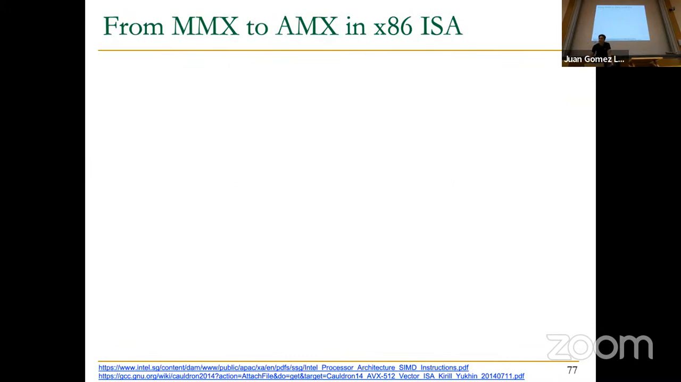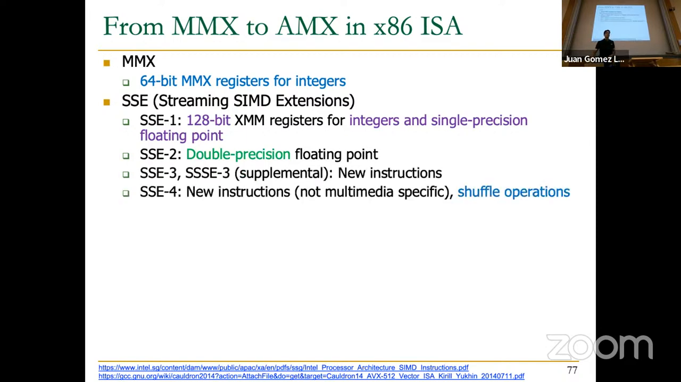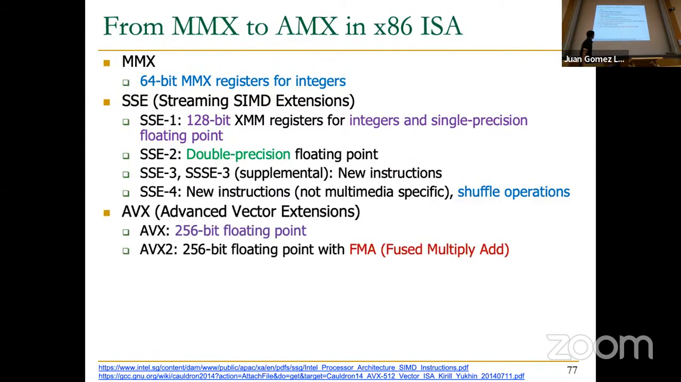And these SIMD extensions continue evolving over time. MMX, as you have seen, was released in the 90s, but after that, Intel released the Streaming SIMD Extensions. They increased the length of the vector, first to 128, then to 256, and they also enabled more functionality, for example, shuffle operations that allow you to move values from one vector lane to another vector lane inside the same vector. Next generation was the Advanced Vector Extensions. The most recent ones among the AVX are AVX-512. Now the vector length is 512 bits.